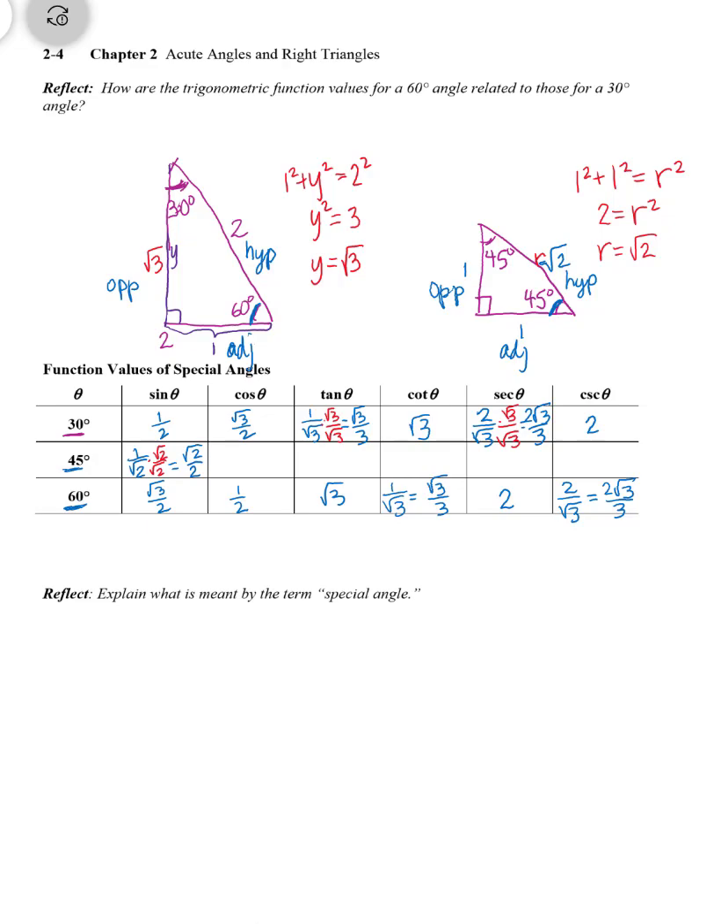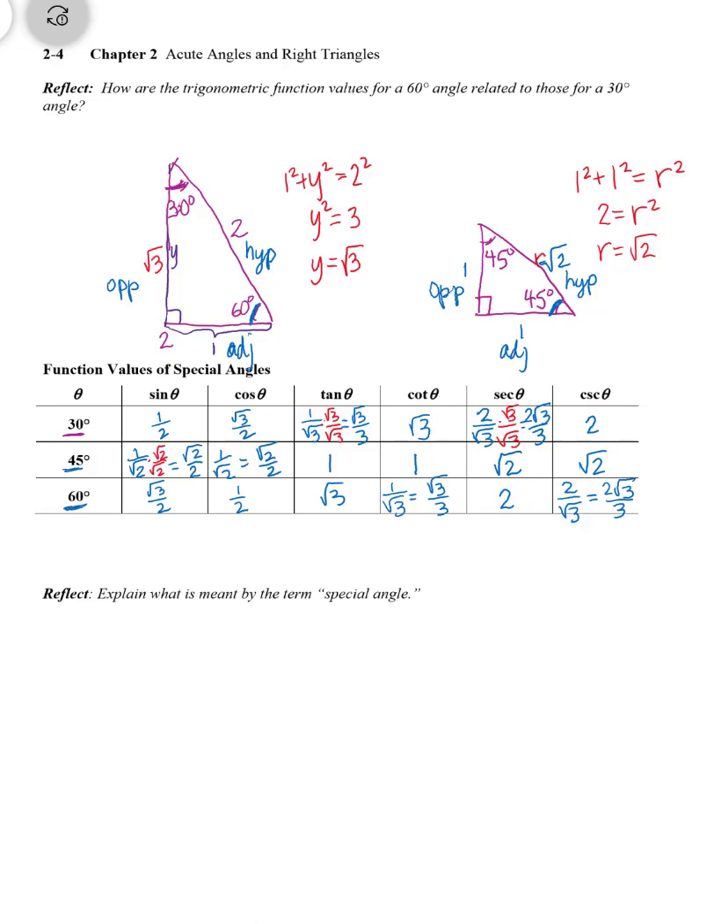Cosine is adjacent over hypotenuse, and that's also 1 over root 2, which is root 2 over 2. Tangent is opposite over adjacent, so that's 1 over 1, which is 1. Practice again using identities. The reciprocal identity of cotangent is tangent. Reciprocal of 1 is 1. The reciprocal of secant is cosine. So the reciprocal of 1 over root 2 is root 2. And the reciprocal of cosecant is sine. 1 over root 2, the reciprocal of that is root 2.